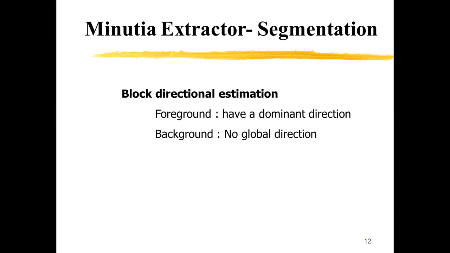So the first step in segmentation is block directional estimation, where we estimate the direction of movement of the pixels and analyze where the pixels are repeated within the image and remove the redundant areas. So basically the foreground pixels have a dominant direction, and those are the pixels that we need for analysis. The background pixels are disregarded because they don't have any direction and cannot be used for further analysis.